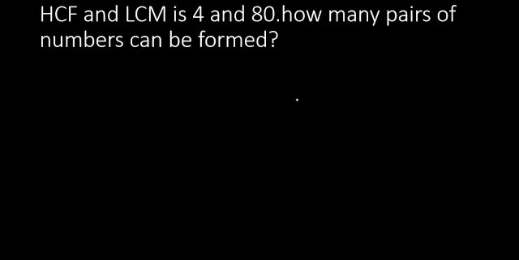Now, the HCF and LCM are 4 and 80. How many pairs of numbers can be formed? So, we have to apply the same relationship here. Now, let us assume that there are two numbers. No, we are not going to find the numbers here. We have to find how many pairs there are. So, let us assume that n1 is equal to x and n2 is equal to y. Okay, and HCF and LCM have been given here.